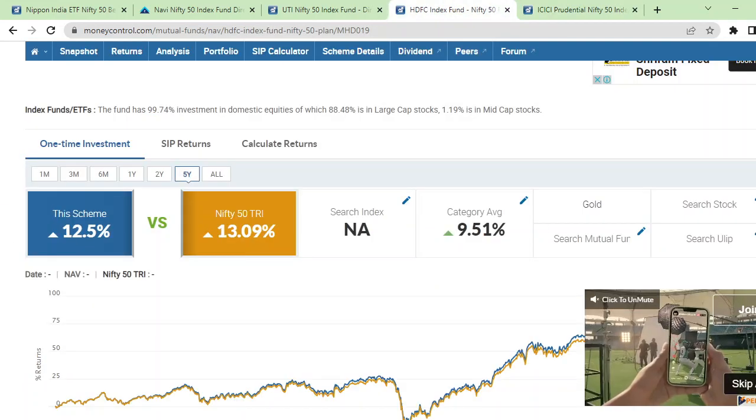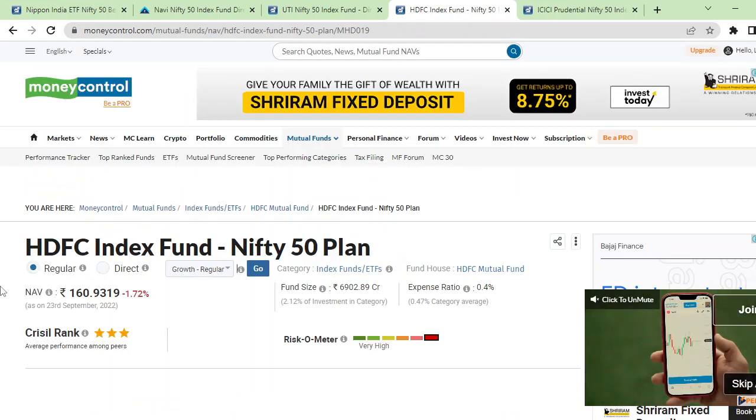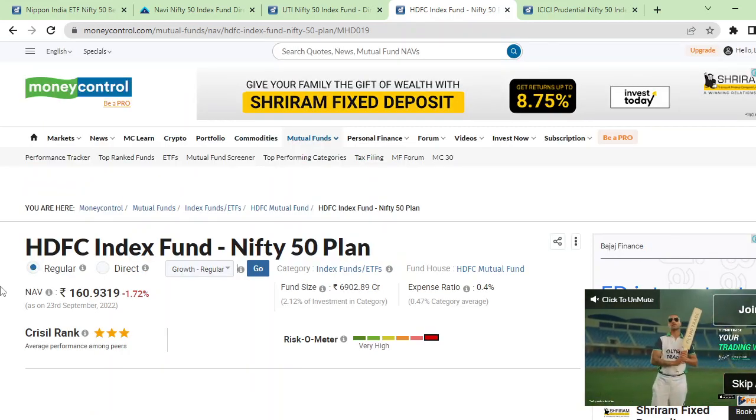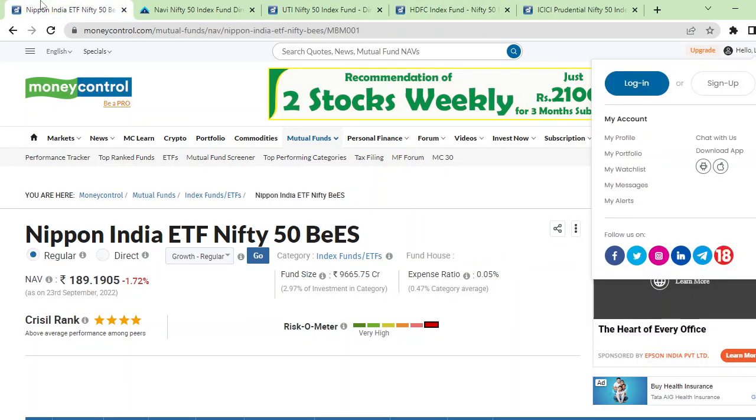So these are some of the areas you need to understand when investing your money in Nifty Base. Remember one thing: as per me, who are the top Nifty index funds? The first is Nippon India Nifty Base. You can invest some amount of money in Nippon India Nifty Base.